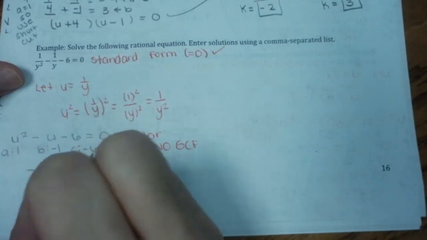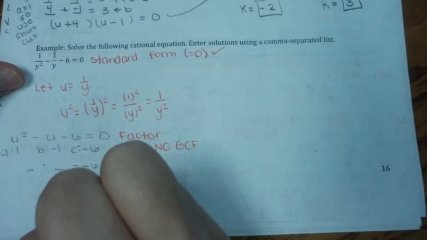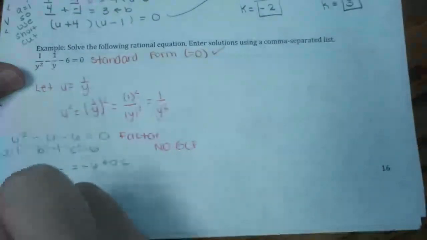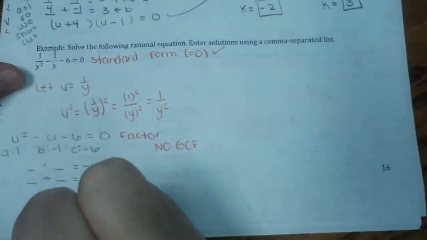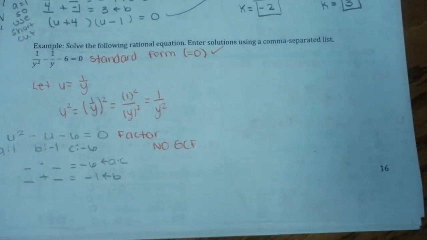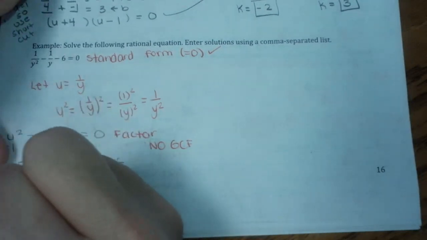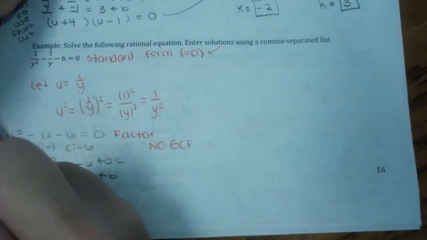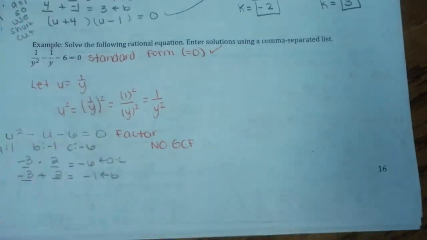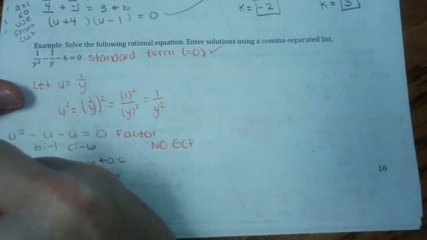We're looking for two numbers that multiply together to give us a times c, 1 times negative 6, which is negative 6. And the same two numbers to add together to give us b, which is negative 1. And we have negative 3, positive 2. Negative 3 times positive 2 is negative 6. Negative 3 plus 2 would give us negative 1. Thankfully, our a value is 1, so we can use our shortcut.